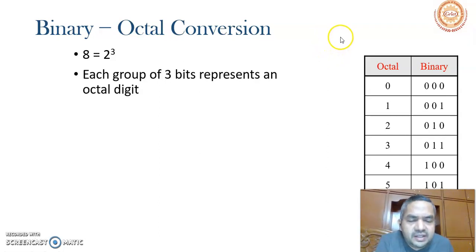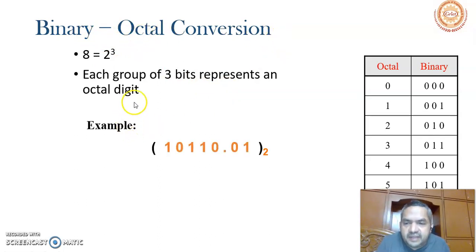Here, for binary to octal, the method is different. The reason is both binary and octal are powers of 2. Binary is 2 power 1, octal is 2 power 3. Here I can do the grouping straight away. This is an easy method to convert binary to octal.